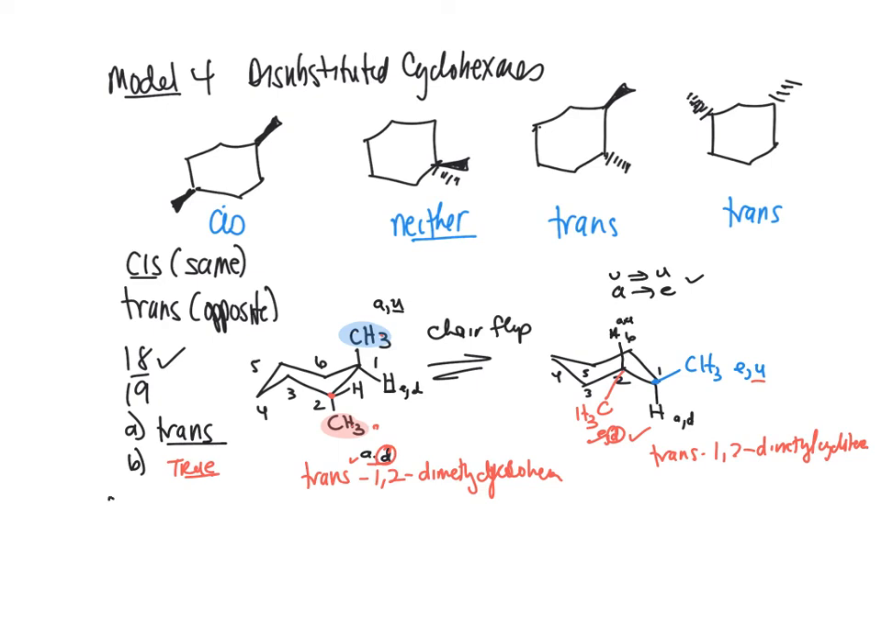All right, your last question for this model is 20. Draw the two chair conformations for trans-1,4-dimethyl cyclohexane. Which conformation would be the most stable? And you need to explain.